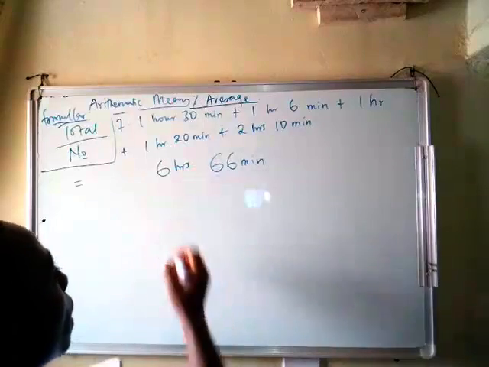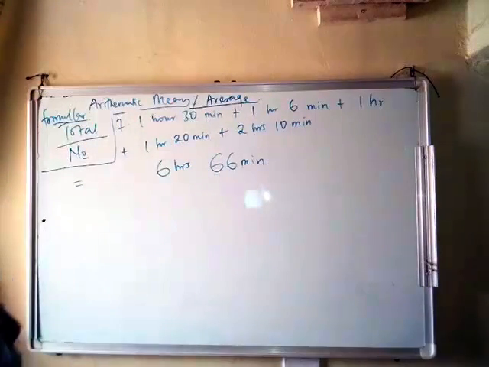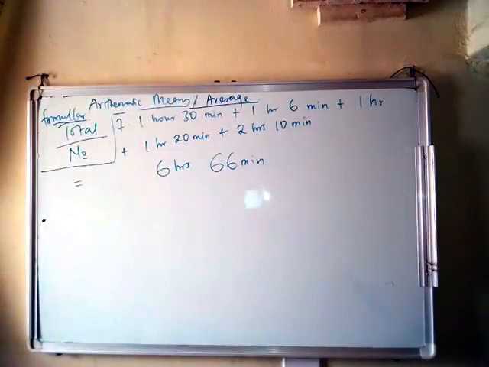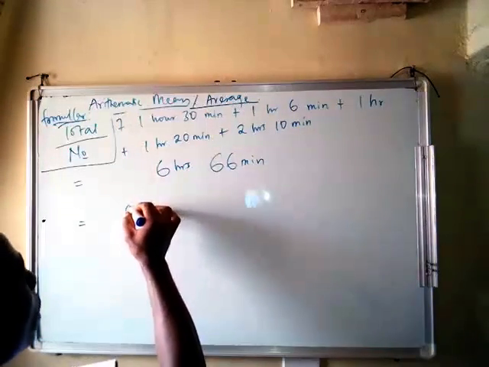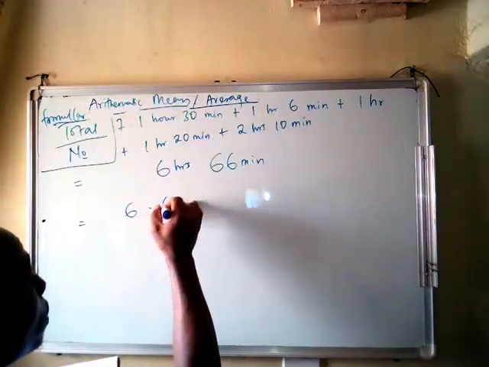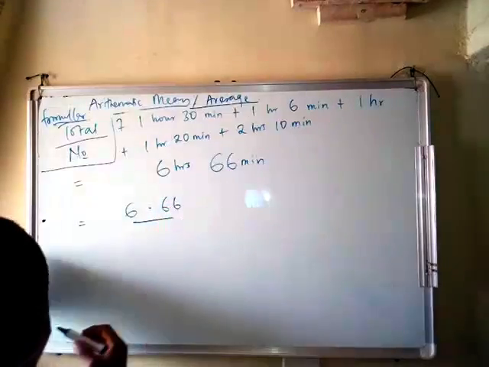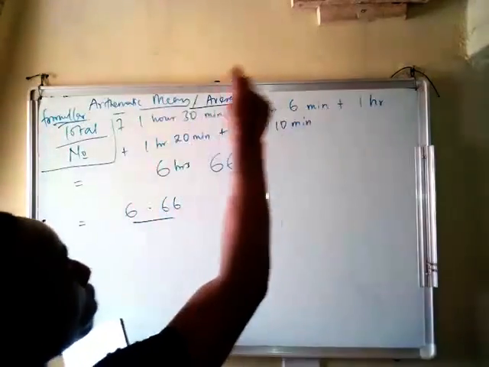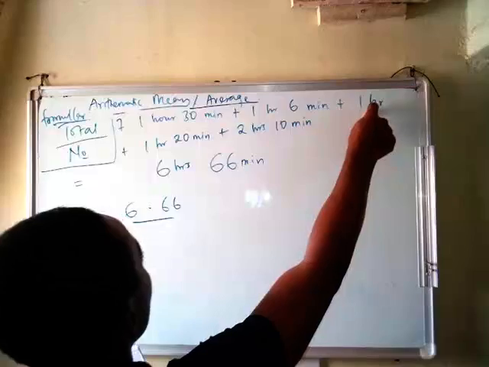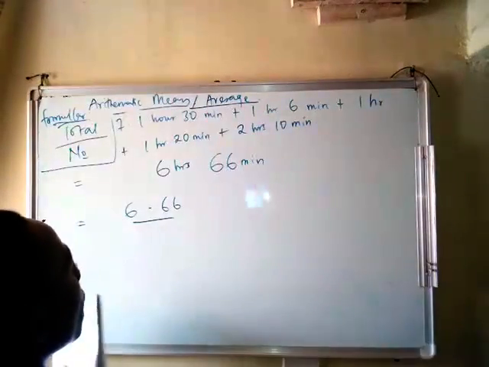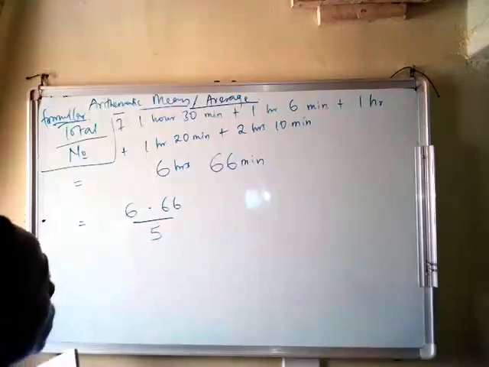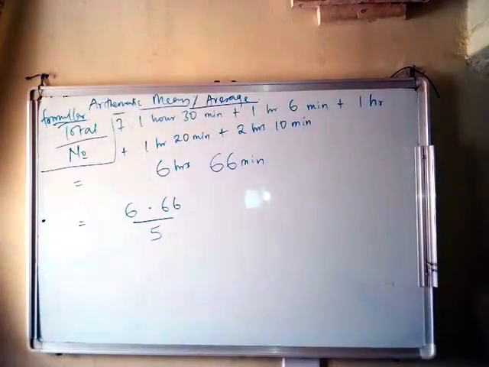So we need to find the average, and just like the other one, we have 6.66 over how many values do we have? We have 1, 2, 3. Don't forget that. 3, 4, and 5. Okay, so 1, 2, 3, 4, and 5. So let's divide, right?